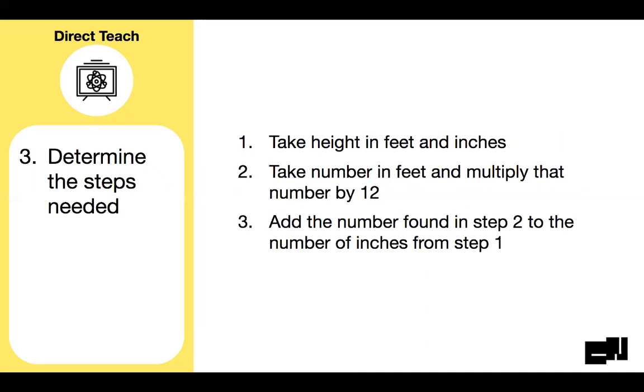Step three, okay? Now I'm going to need to determine, well, I have the problem. I know what problem I need to figure out. I have the ingredients. What are the steps that I need to follow in order to be able to solve this problem? So the first step is I know I'm going to need to take height in feet and inches that I already have. Second step, I need to take the number in feet and multiply that by 12 because I know that there are 12 inches in a foot. And then step three, I need to add the number that I found in step two to the number of inches I am from step one, okay? So these are the steps that I'm going to need to follow in order to solve this problem that I initially set out. How tall am I in inches?